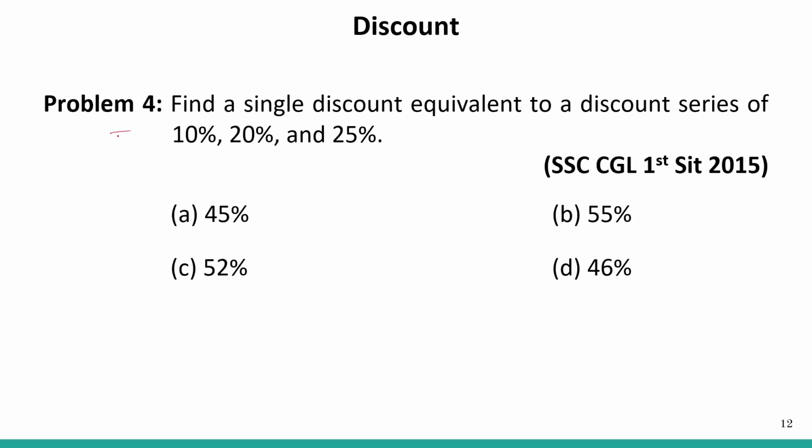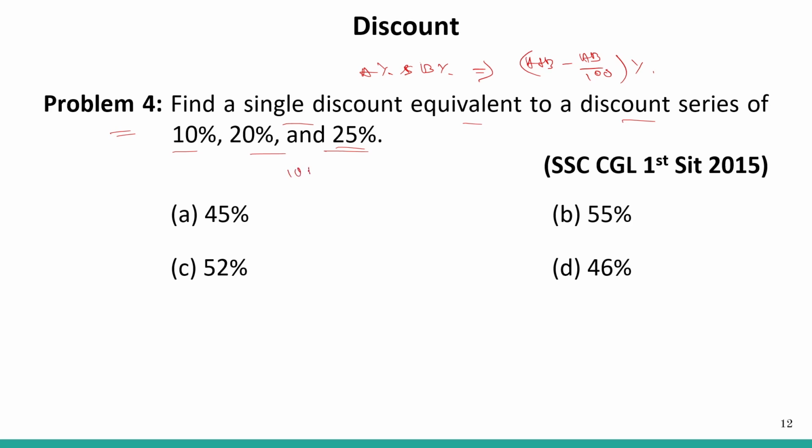So let's see problem number 4. For a single discount equivalent to a discount series of 10%, 20% and 25%. Again, this is a similar kind of question. We have the formula for two successive discounts, that is A% and B%, and their equivalent percentage becomes A plus B minus AB by 100, right? So this much amount of percentage.